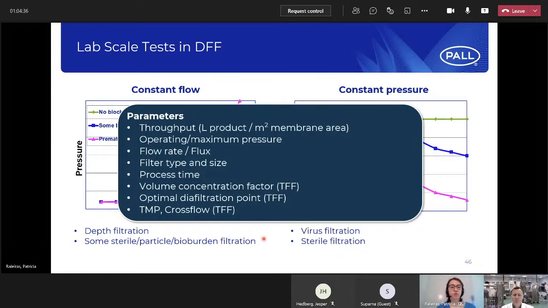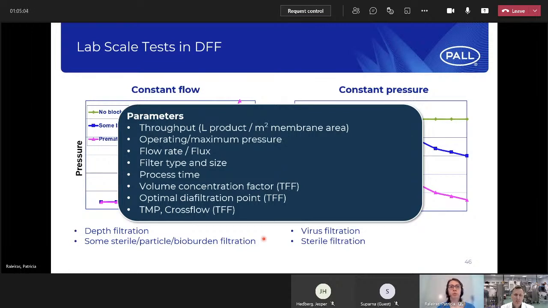So what kind of parameters do you get out of these tests? You have things like the throughput, so how much product you can filter per membrane area. What is the operating pressure, or what is the maximum allowed pressure in the process? What flow rates or flux? The flux is basically the flow rate divided by the membrane area. Naturally, what filter type and size you need for scale up.